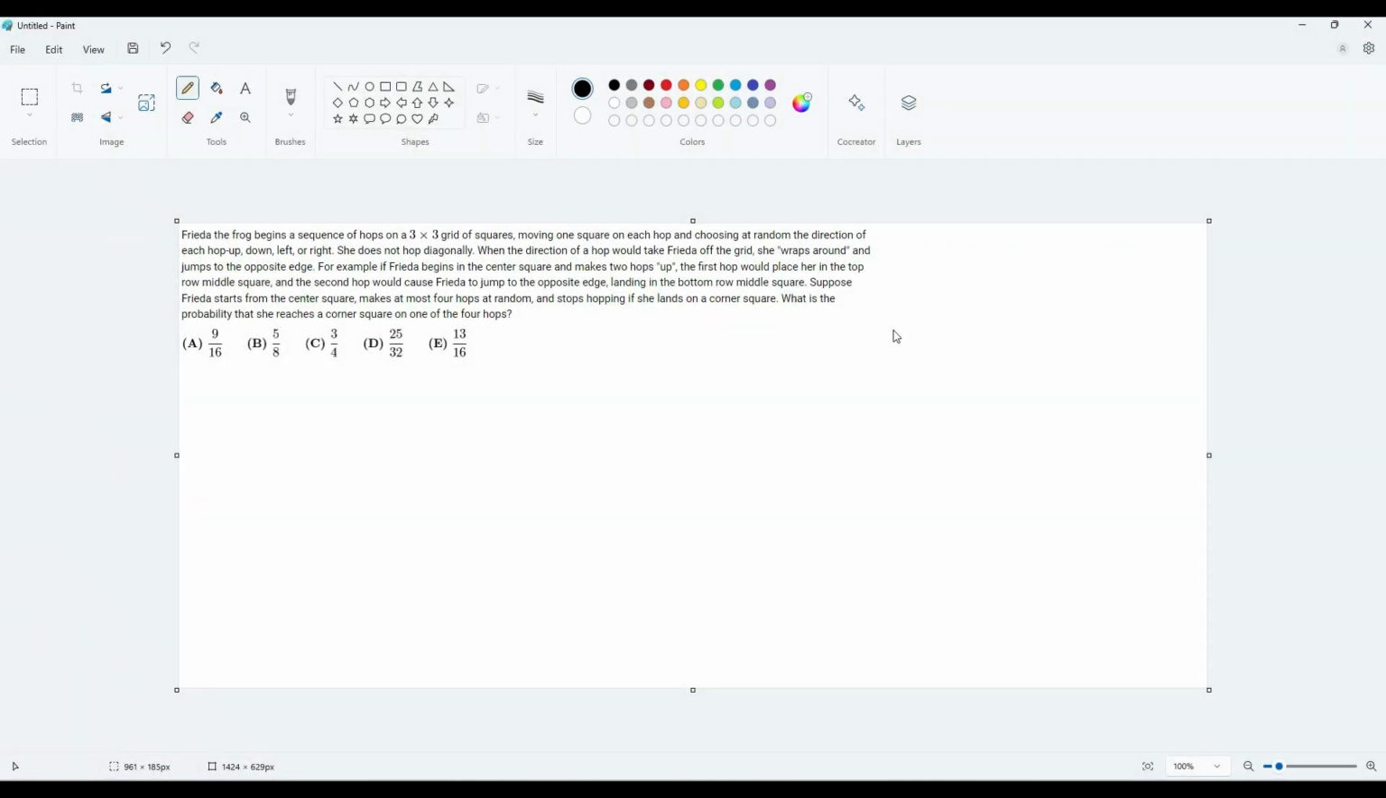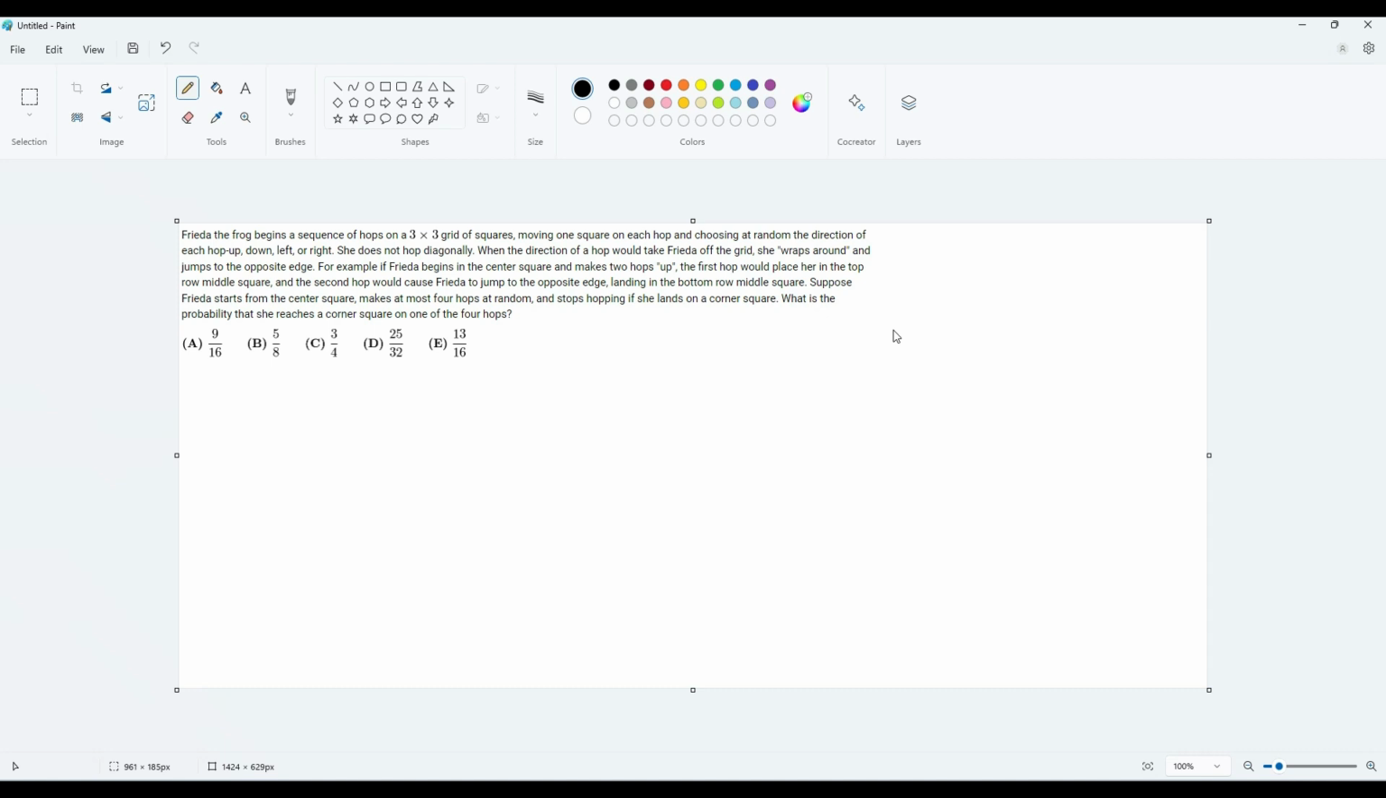Hello, this is Ron from MathX, and today we're going to be reviewing counting in states with this problem here with Frida the Frog. This problem is a clear example of how to apply counting in states. So without further ado, let's get into it.